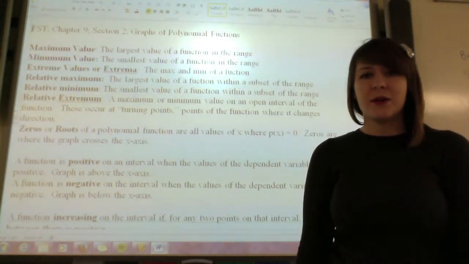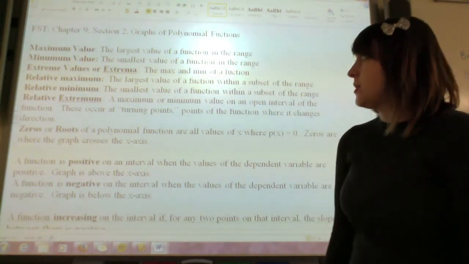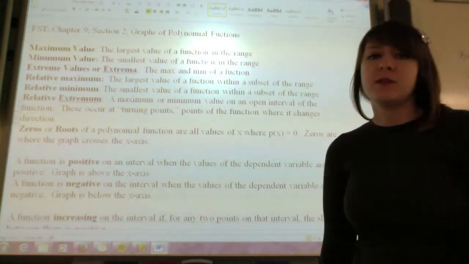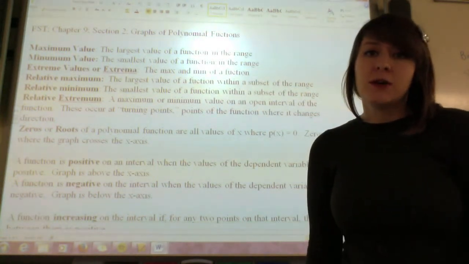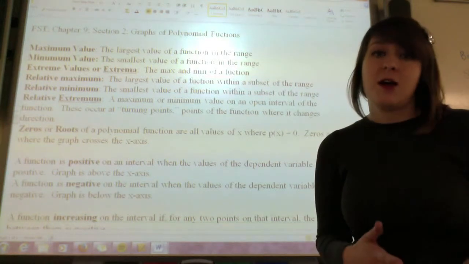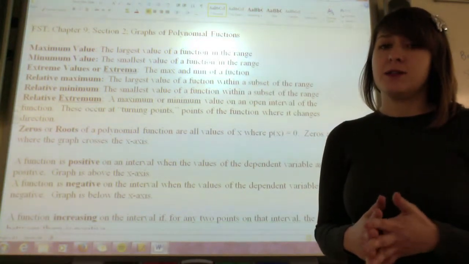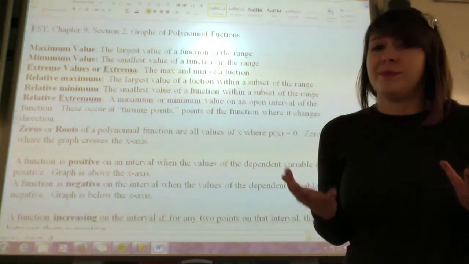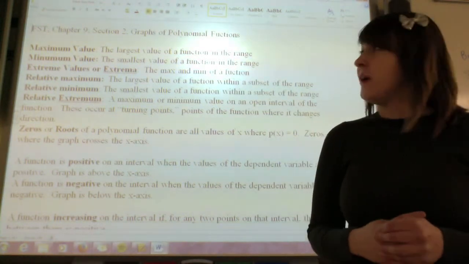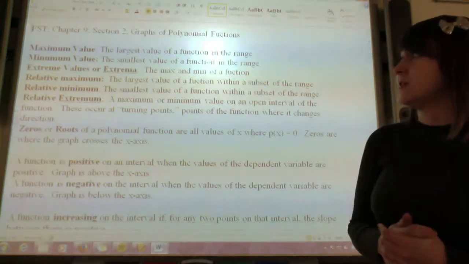Hey guys, today we're going to do section 2 of chapter 9 for FST, which is called Graphs of Polynomial Functions. So in this section we have a ton of vocabulary and we're just going to talk about different, let's just say, things that we know about polynomial functions.